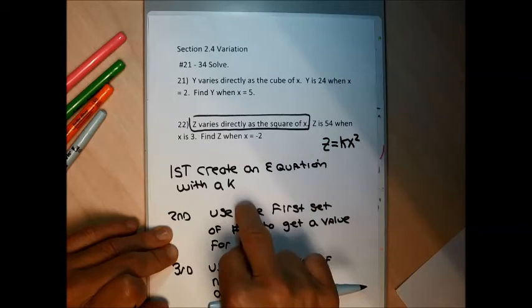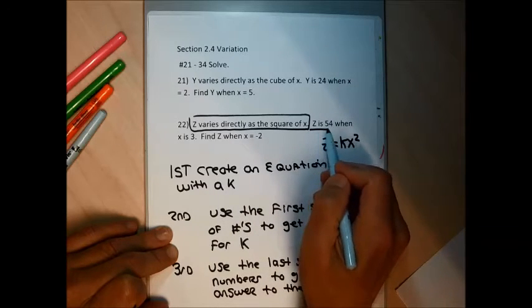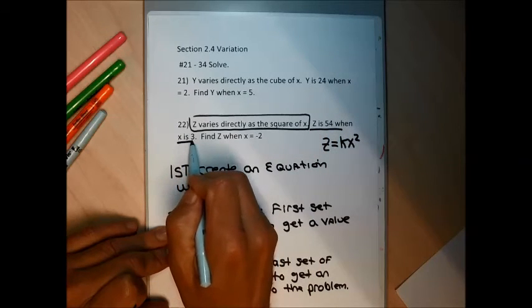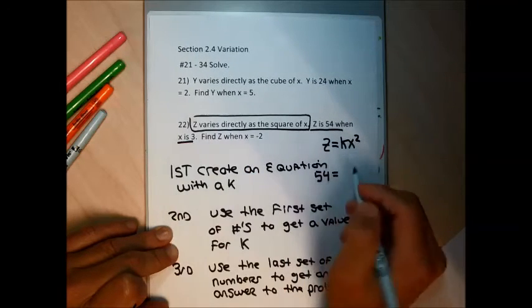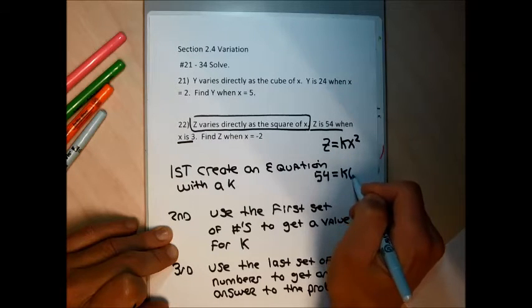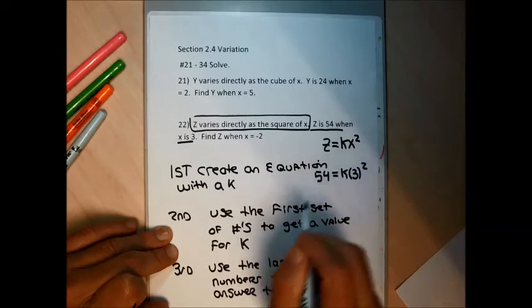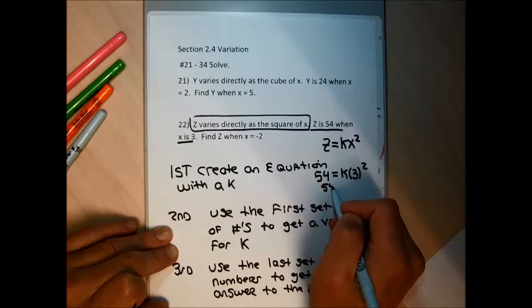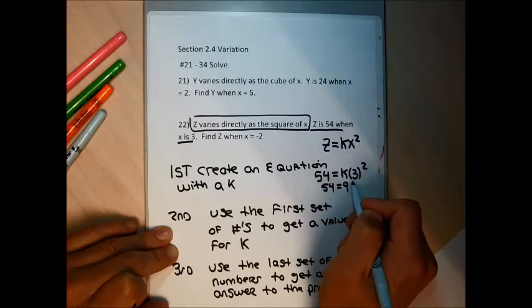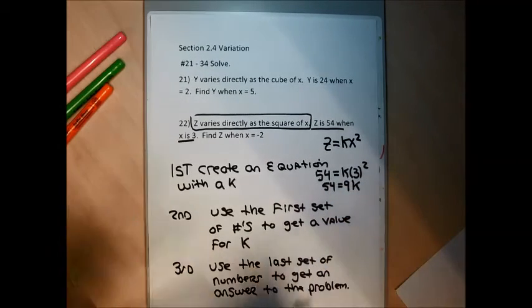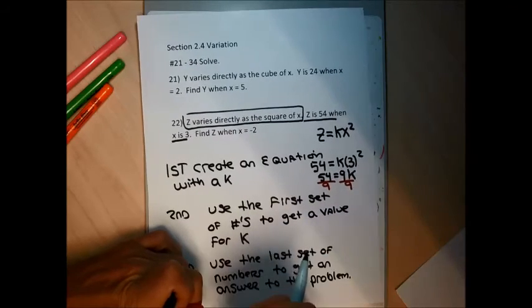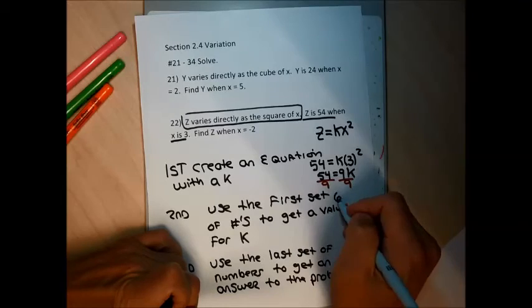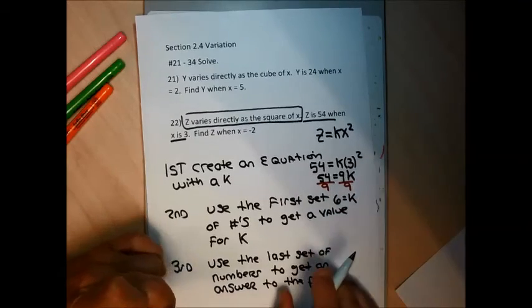Done with the first sentence, I'm going to move on to the second sentence, and the second sentence will take me to the second step. It says z equals 54 when x is equal to 3. So for the z, I'm going to plug the number 54 in. And then for x, I'm going to plug the number 3 in. This simplifies to 54 equals 9k. And I'm going to divide by 9. 54 divided by 9 is 6. That gives me 6 equal to k.